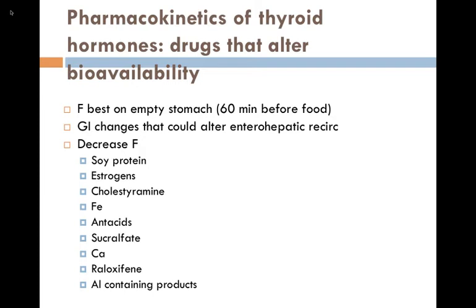You also have things, if you have diarrhea or constipation, those kinds of things can alter the enterohepatic recirculation of the drug. Other things that will decrease bioavailability are increases in soy protein in your diet, estrogens, we already talked about cholestyramine, iron, antacids, sucralfate, calcium, aluminum, raloxifene. These can all, again, bind up the thyroid in the gut and decrease bioavailability.